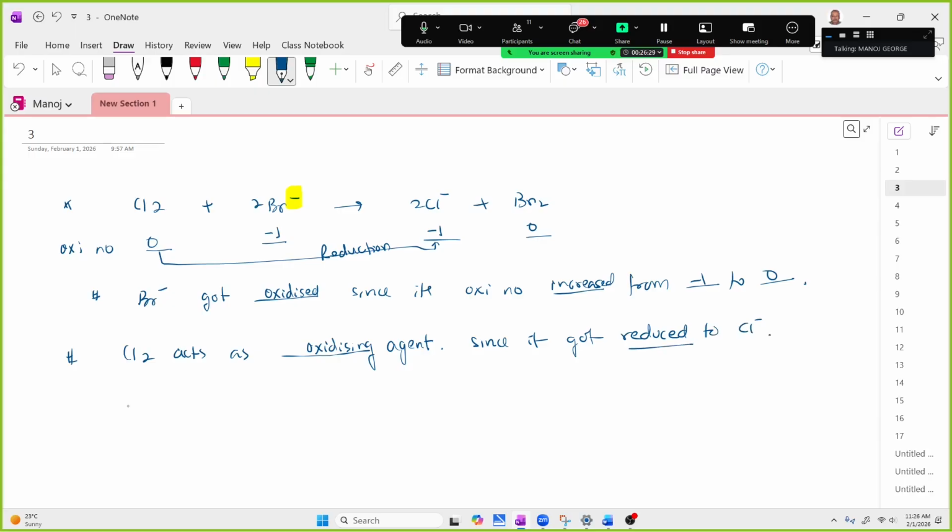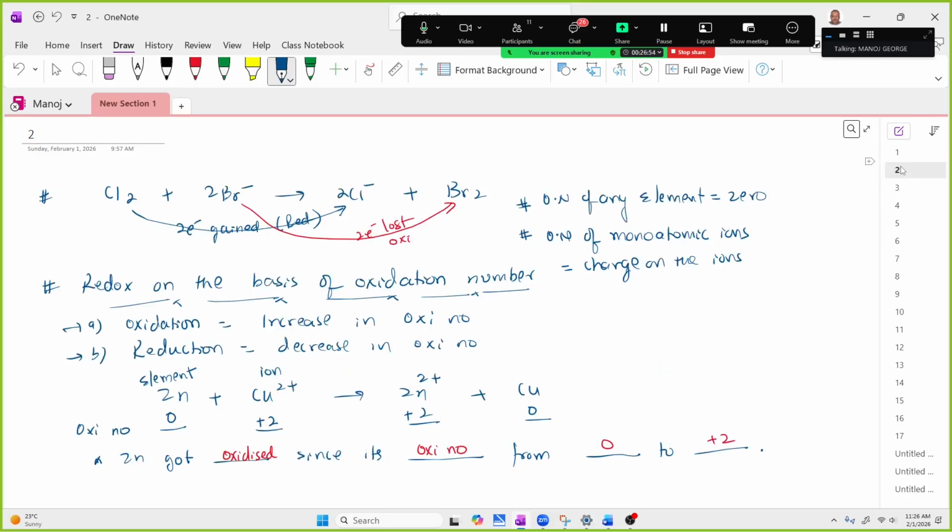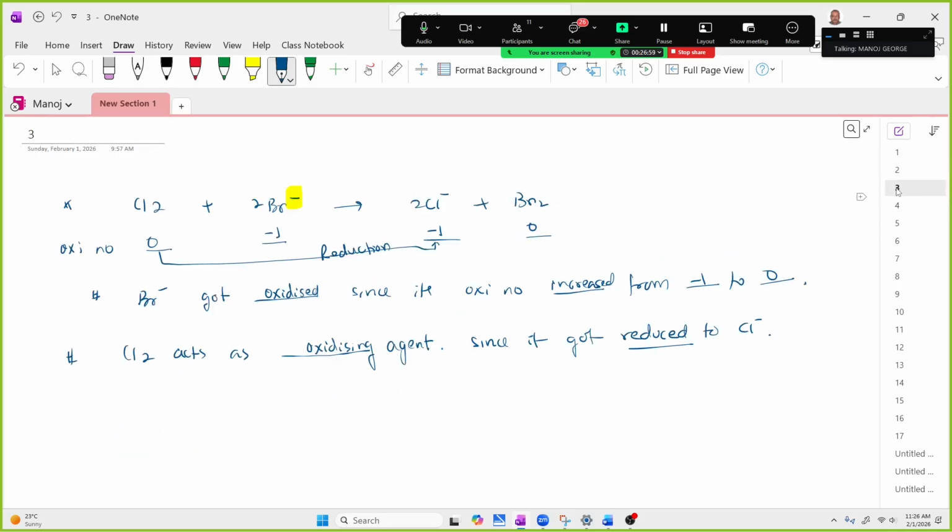What I'm focusing on right now is just the use of the keywords. Just make sure you are absolutely clear as to who got oxidized, who got reduced, who is the oxidizing agent, who is the reducing agent. And I'm kind of done with my teaching component here. Redox can be understood on two bases: one on the basis of electrons and one on the basis of oxidation number. You can use either. Oxidation number is a bit easier, but even electrons can be used. And don't forget those star points. Anyone who gets oxidized will act as a reducing agent and vice versa. Is everyone comfortable? Can we go to our next topic?